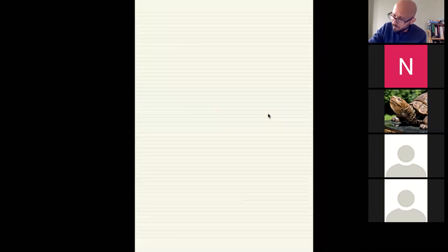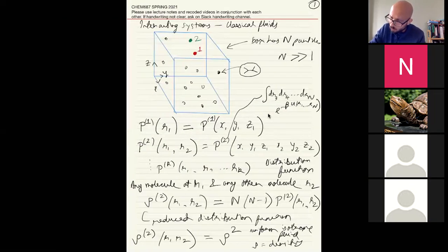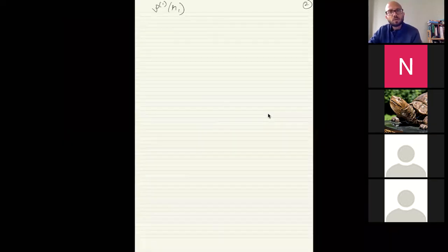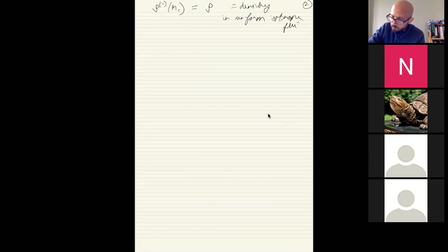Specifically, rho 1, which is the reduced distribution function of finding a particle at R1, which is some location, so this is my vector R1 over here. Finding a particle at a location R1, if you have a uniform isotropic fluid, is equal to rho, the density, only in a uniform isotropic fluid. If you did not have a uniform fluid, then clearly this won't be true, right?